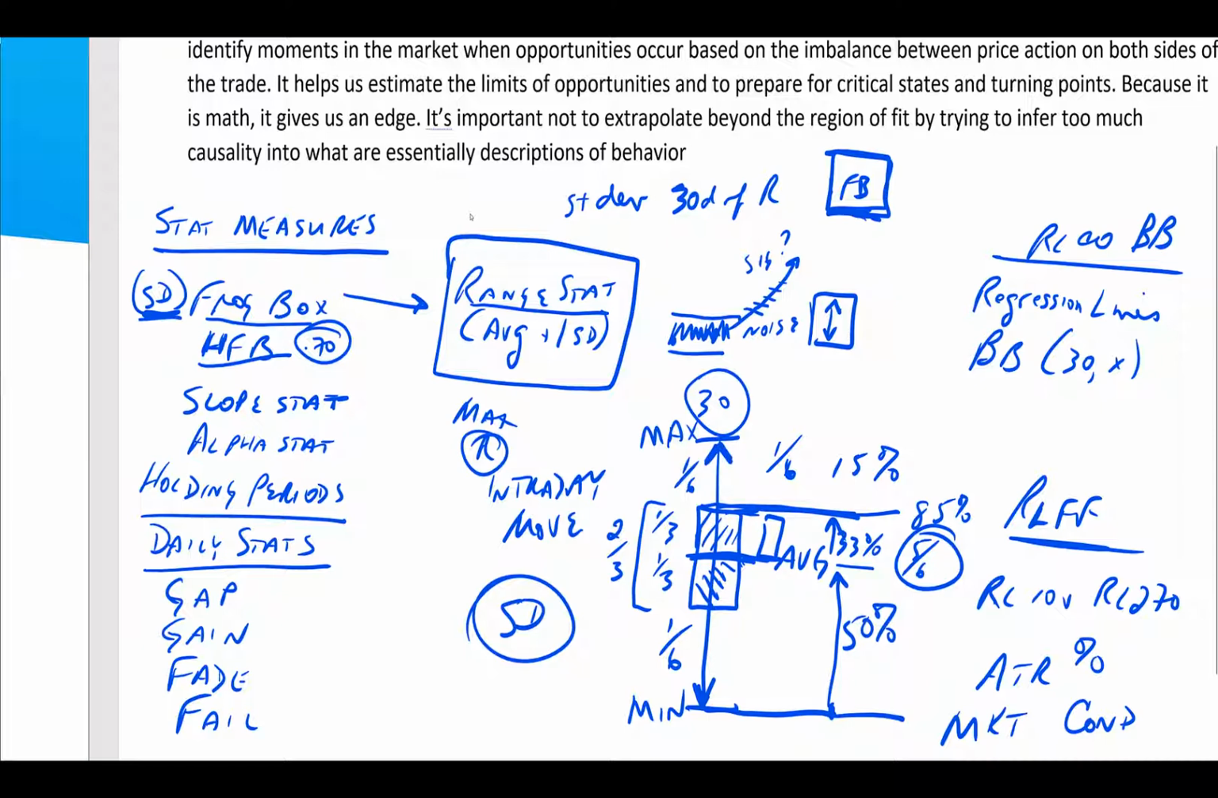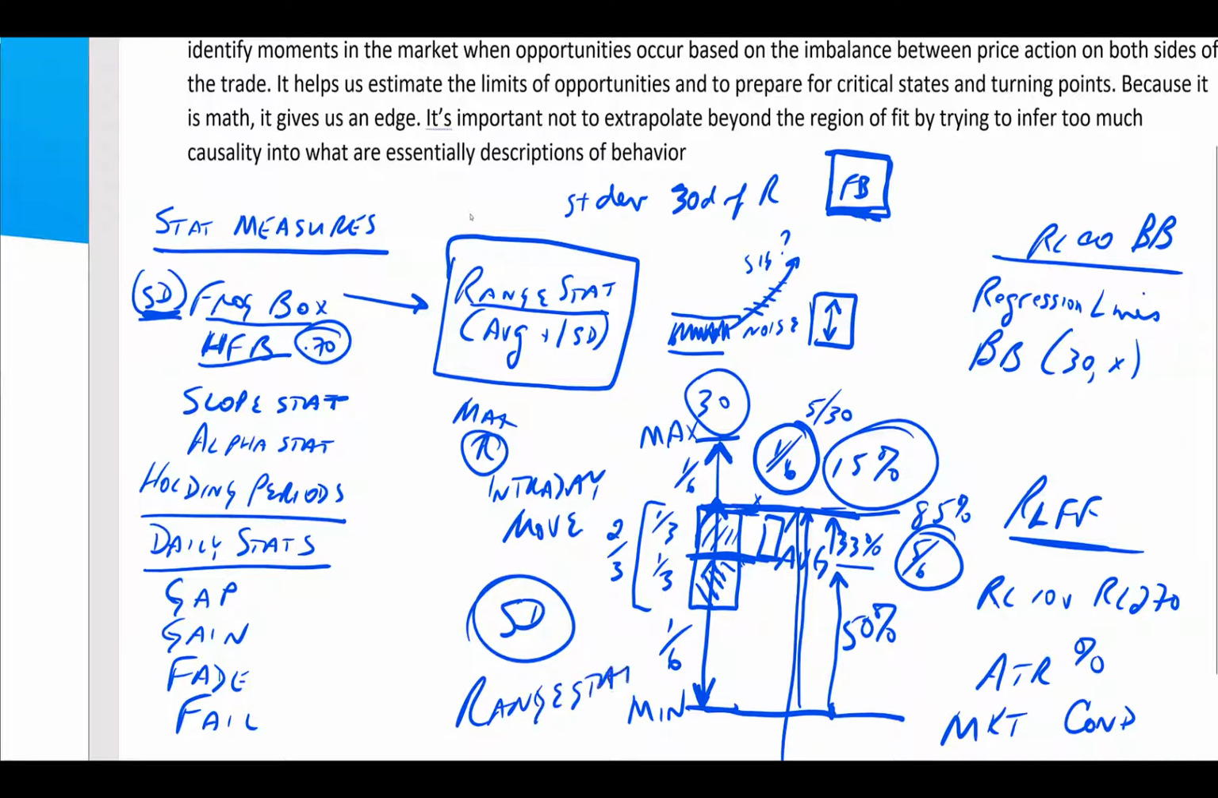It would be normal for it to move an average distance up to 1 standard deviation beyond average, but it would be abnormal, 1 out of 6 or 5 out of 30, to be one of those days where it went beyond that range. So we call that distance from 0 up to average plus 1 SD the range stat.